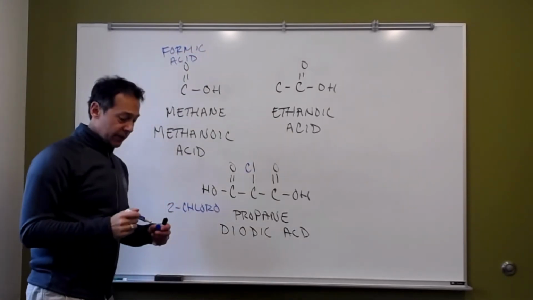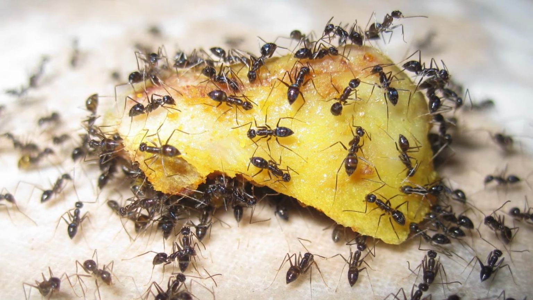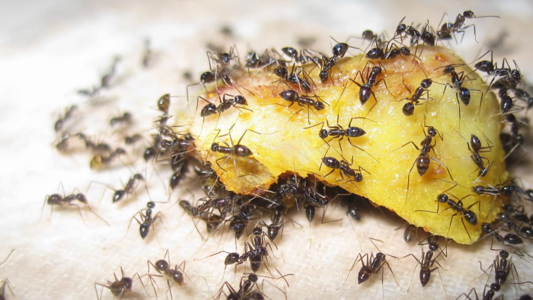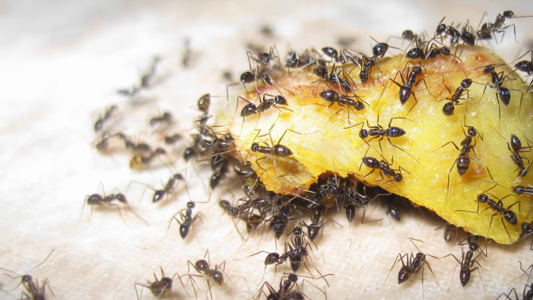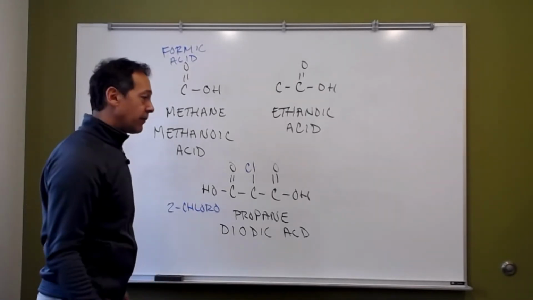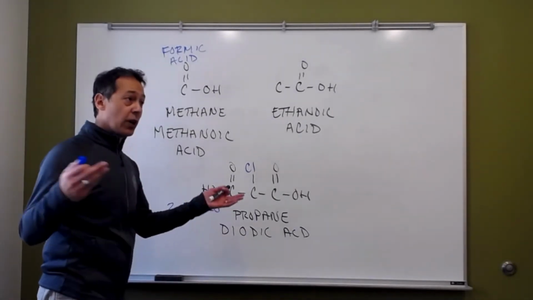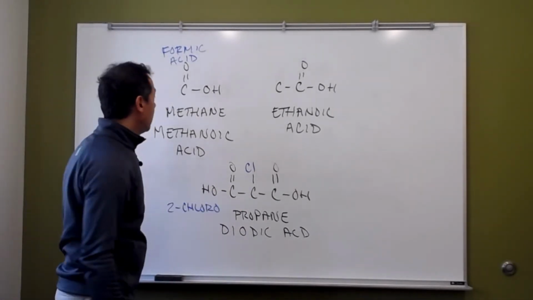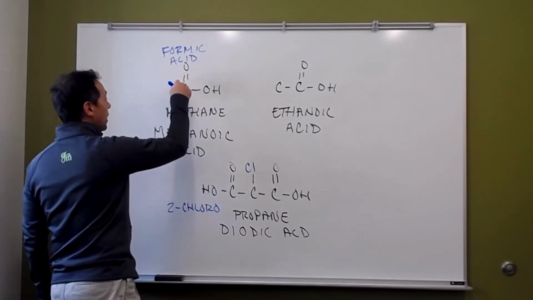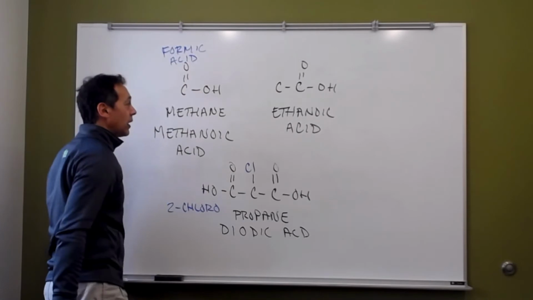Formic acid. This gets its name from, I believe it's Latin, formica, which is Latin for ants. So if you've ever been stung by a red ant, or if you squeeze red ants and you get a little bit of juice out of them, I don't know why you'd want to do that, but if you did, that is formic acid, this one right here. So it gets its name from ants.